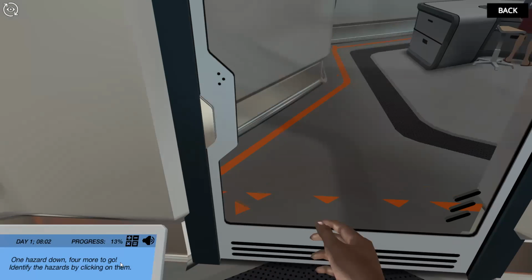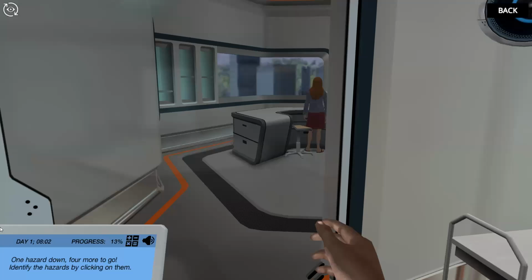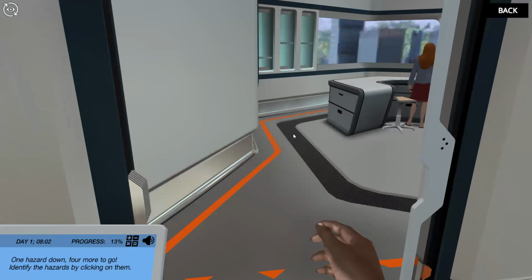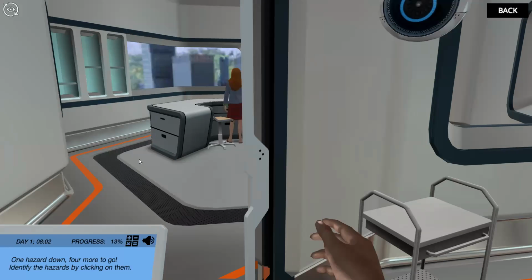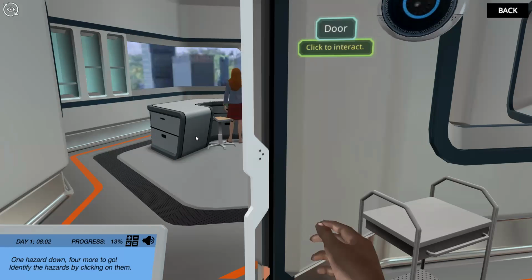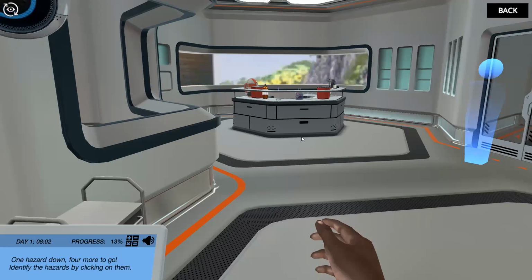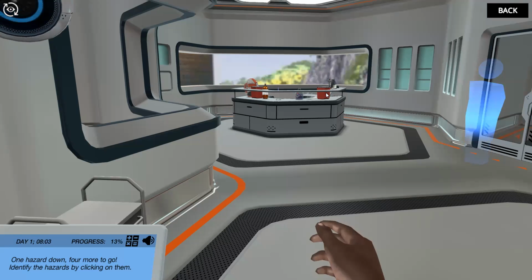Identify the hazards by clicking on them. I guess you have to come in. Nope, I guess not. Let me see what else. Oh, here we go. That's it. This bench looks very messy. Yes. It is important to keep the lab bench tidy. Any clutter should be cleared away before starting a new experiment, and there should be no hazardous chemicals left on a workbench. That's right.